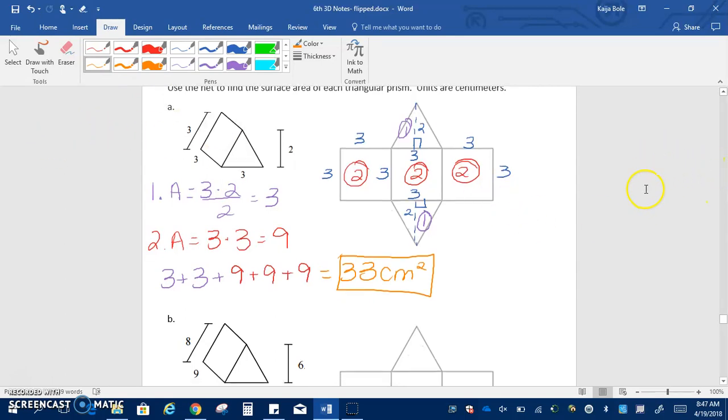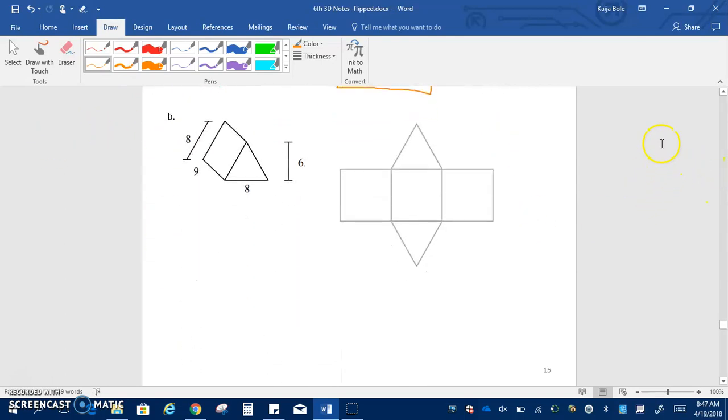Alright, one more here. Very similar to the one we just did. So first let's put in our labels for our numbers. So we know our lengths are 8 again here. 8, this will be 8, and another 8. One more for our triangle.